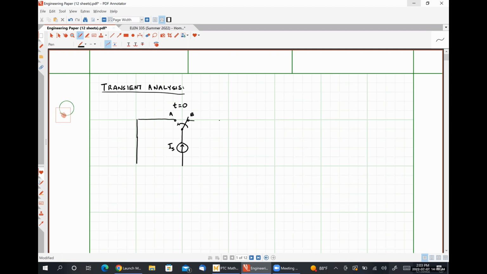Connected to position B of the switch is a resistor R and an inductor L. Everything here at the bottom shares this node.